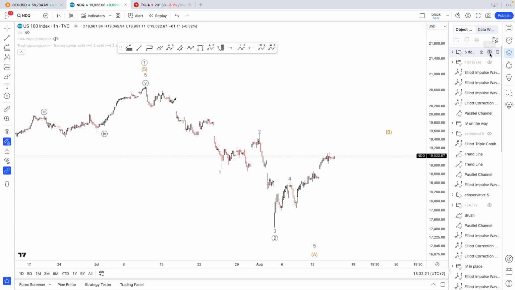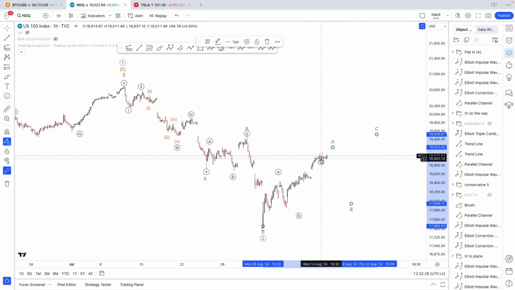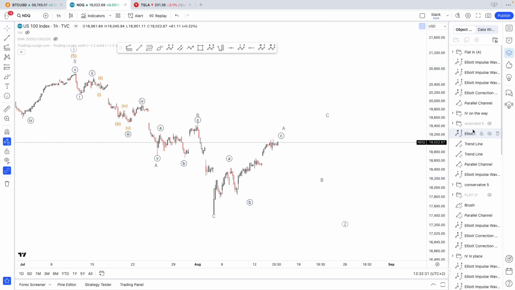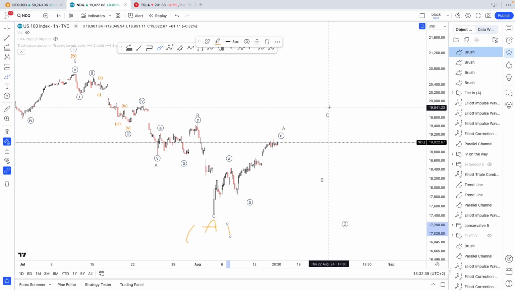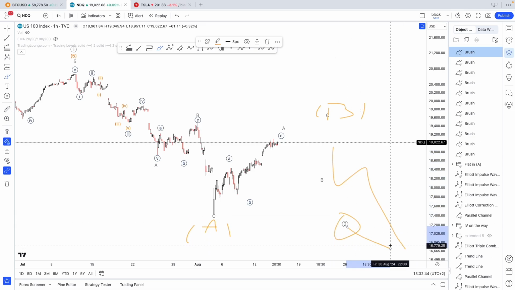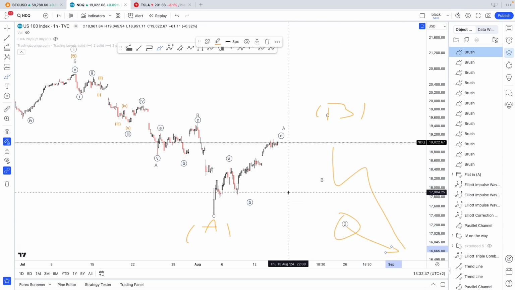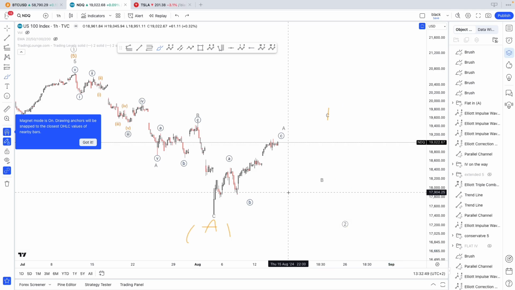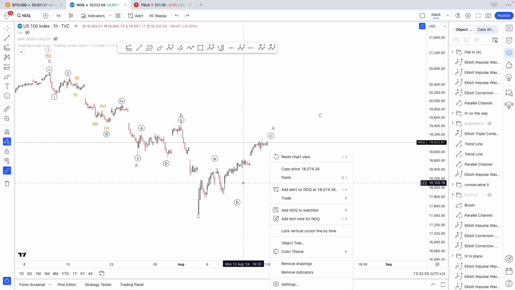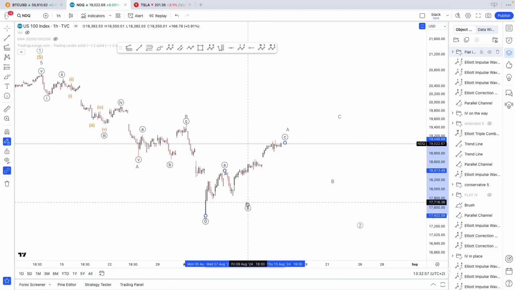So, let's see. Okay, this is deleted. One way to look at it is this: we have wave A here, B here, and then downside within this wave 2. This wave 2 goes here. That's what this suggests. Now, the more time goes on, the more it looks bullish, so it is possible we are in something like this.